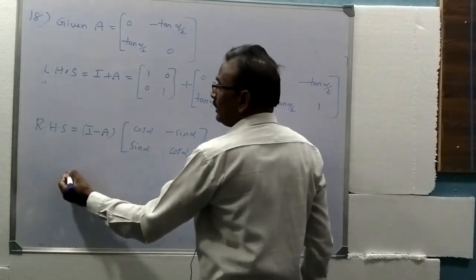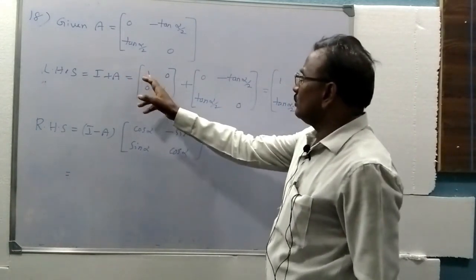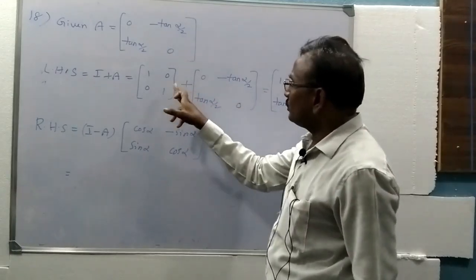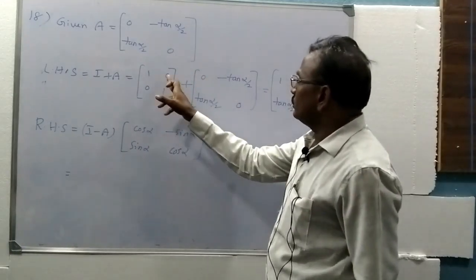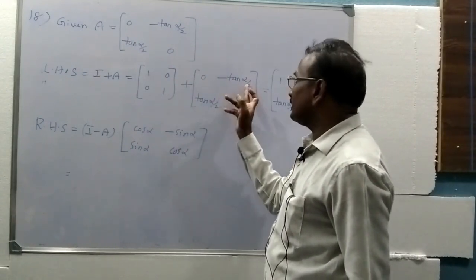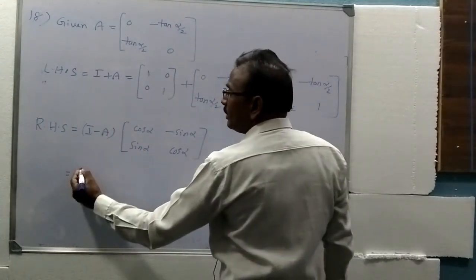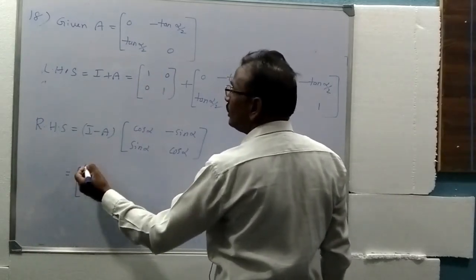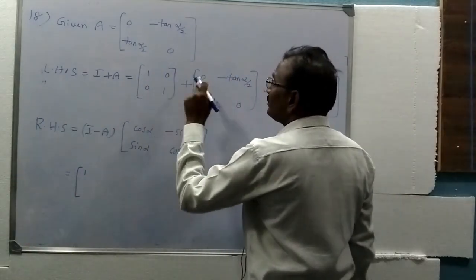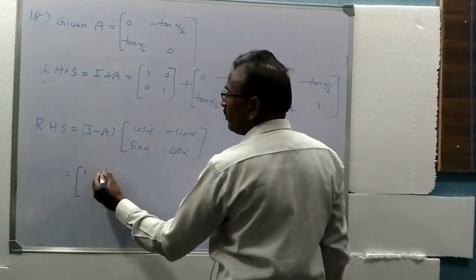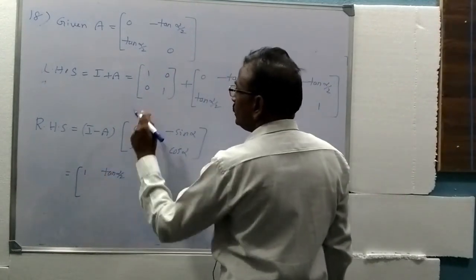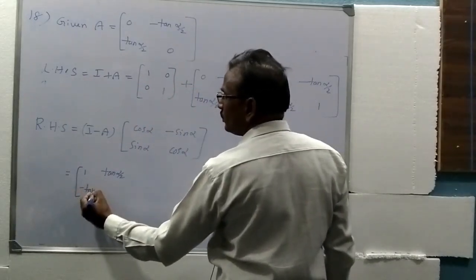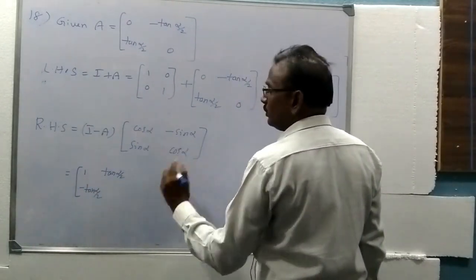Here what is I minus A? I minus A is equal to 1 0 0 1 minus 0 minus tan alpha by 2, tan alpha by 2 0. So here taking minus, 1 minus 0 is 1. So 0 minus of minus, plus tan alpha by 2. Here I minus A becomes 1 minus 0 is 1. 0 minus of minus, that is tan alpha by 2. 0, here we take minus, minus tan alpha by 2, and 1 minus 0 is 1.